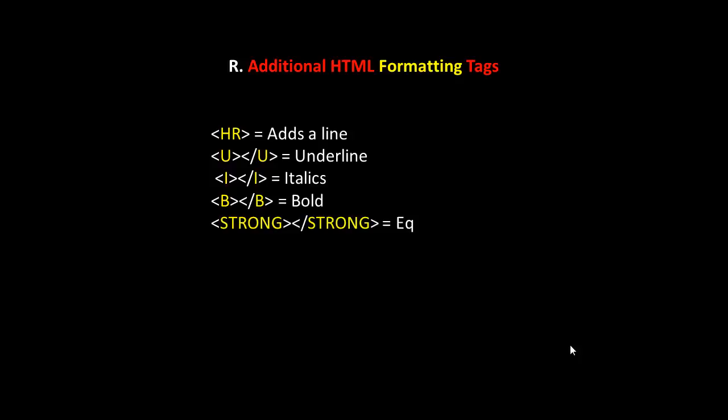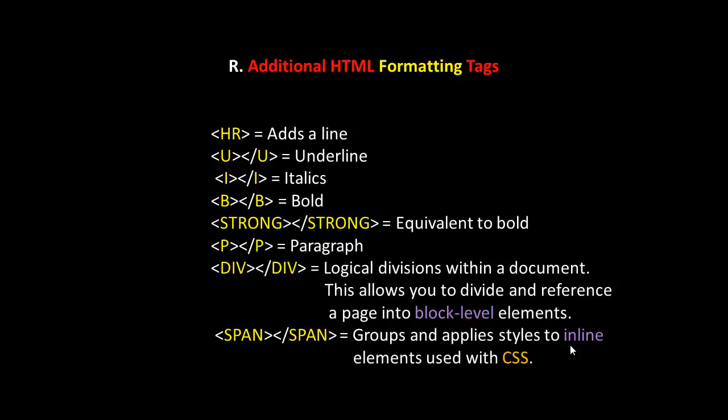Here are some additional HTML formatting tags. HR adds a line. U adds an underline. I is italics. B is bold, and strong is equivalent to bold. P designates a paragraph, and the div tags designate logical divisions within a document. This allows you to divide and reference a page in block-level elements, and this can be very useful with cascading style sheets and JavaScript. And finally, span tags, which group and apply styles to inline elements, used with CSS.